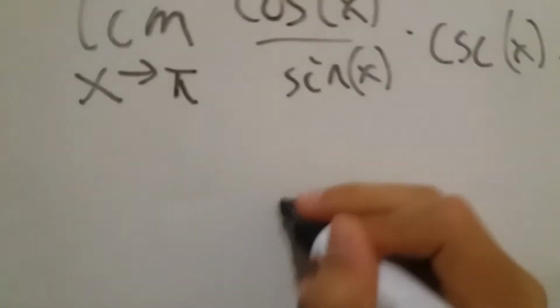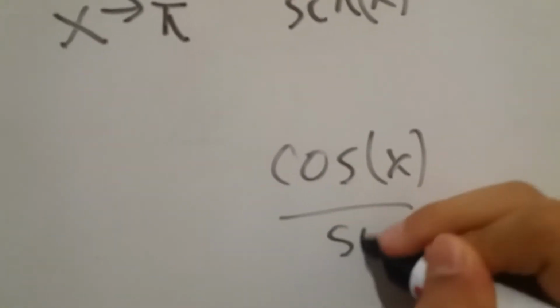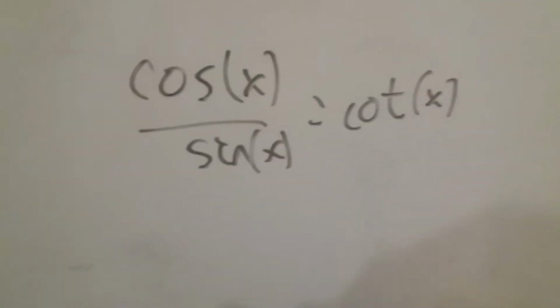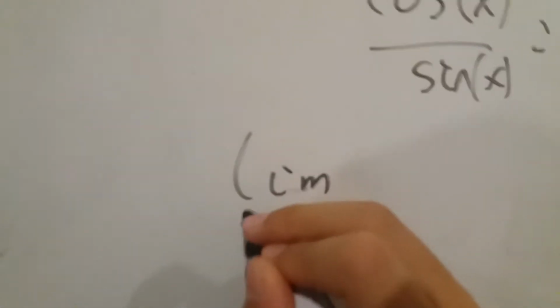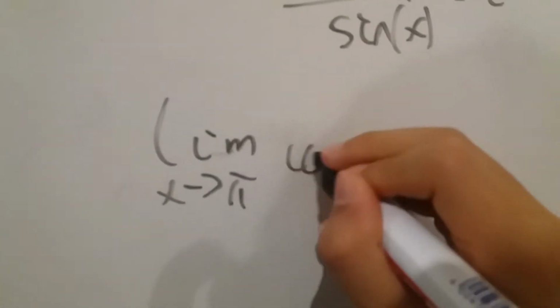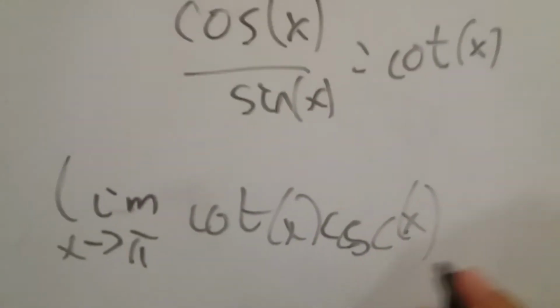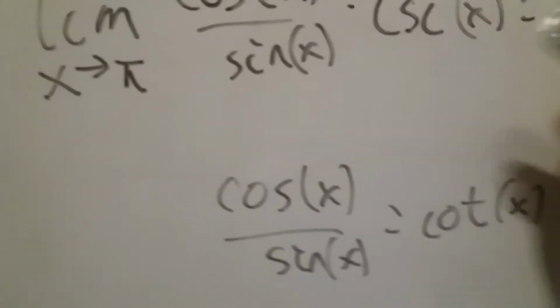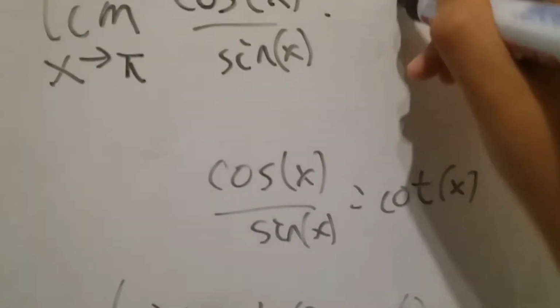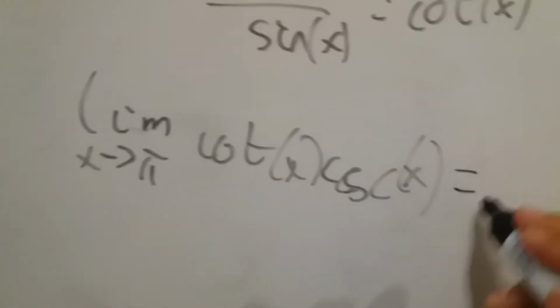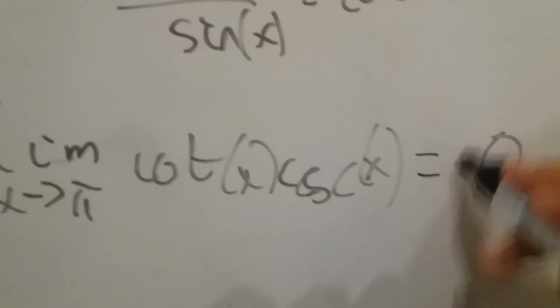Well, we could simplify this. Cosine of x over the sine of x is equal to the cotangent of x. So this is equal to the limit as x approaches pi of the cotangent of x times the cosecant of x. This is a simplified version. If we spread out this cosecant, we could write it as 1 over sine of x. Sine of x at pi is 0. Cotangent times cosecant as x approaches pi is equal to 0.